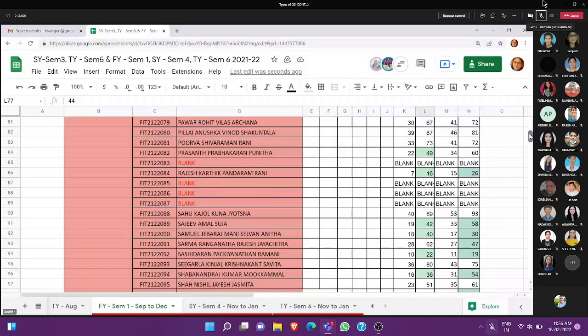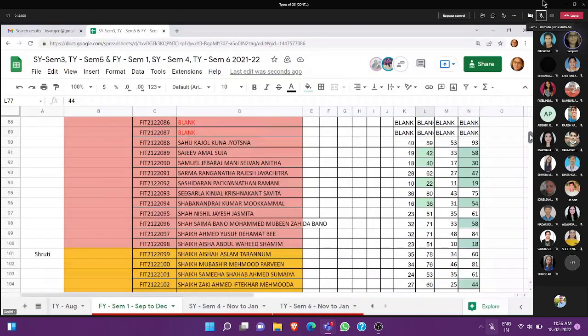Next, Sajeev. Sajeev, you're a defaulter in WP. Samuel Jabaraj. Sashidharan. Sashidharan defaulter in both the subjects and the percentage also very low. Shabanand Raj defaulter in WP. And then Aisha, defaulter in CS. Sheikh Zaki, defaulter in CS.